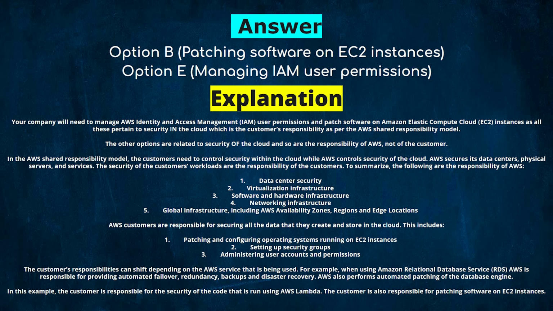The customer's responsibilities can shift depending on the AWS service that is being used. For example, when using Amazon Relational Database Service, AWS is responsible for providing automated failover, redundancy, backups, and disaster recovery. AWS also performs automated patching of the database engine. In this example, the customer is responsible for the security of the code that is run using AWS Lambda. The customer is also responsible for patching software on EC2 instances.